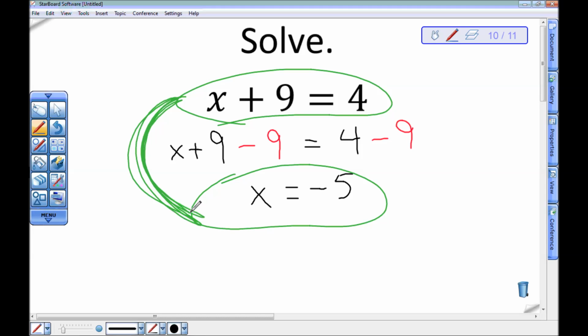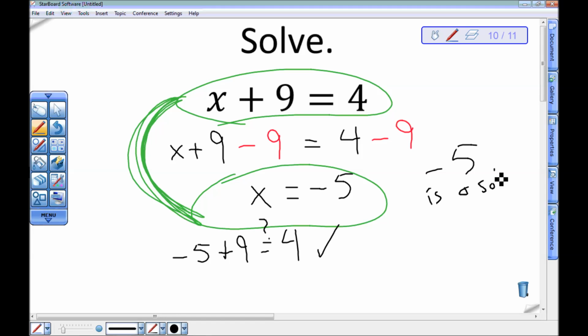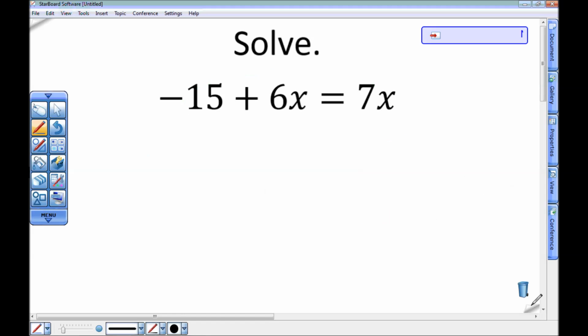A quick check. Is it true that negative 5 plus 9 is 4? Well, if it's negative 5 degrees out and it warms up 9 degrees, I'll be at 4 degrees. So that works out. The answer is yes, that equation is true. That means negative 5 satisfies my equation, and negative 5 is a solution to x plus 9 equals 4. Great, let's do another one.